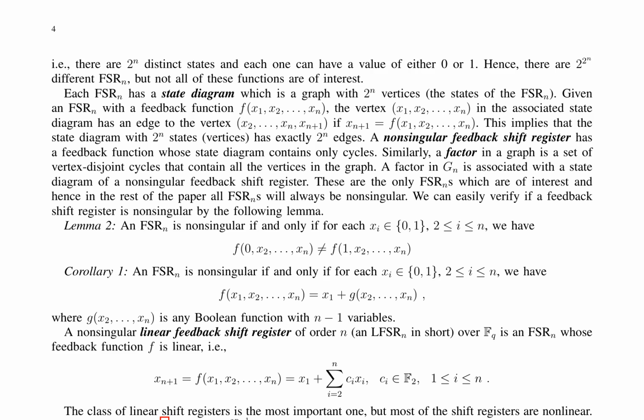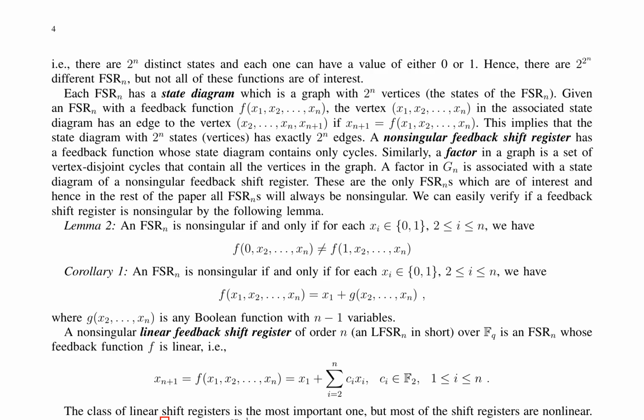Each FSR has a state diagram, a graph with 2^n vertices, representing the states of the FSR, and exactly 2^n edges. A non-singular FSR has a feedback function whose state diagram contains only cycles. A factor in a graph is a set of vertex-disjoint cycles that contain all the vertices in the graph, and a factor in G_n is associated with a state diagram of a non-singular FSR.